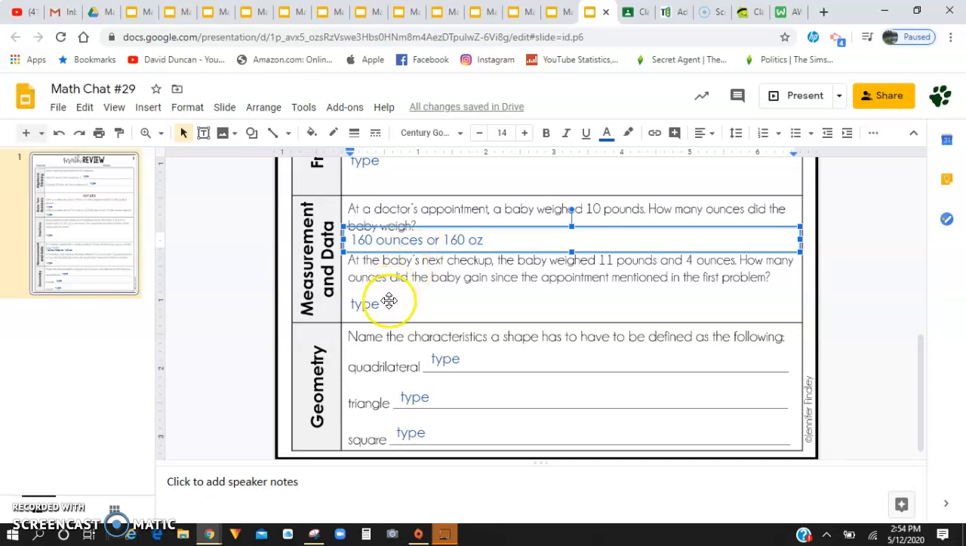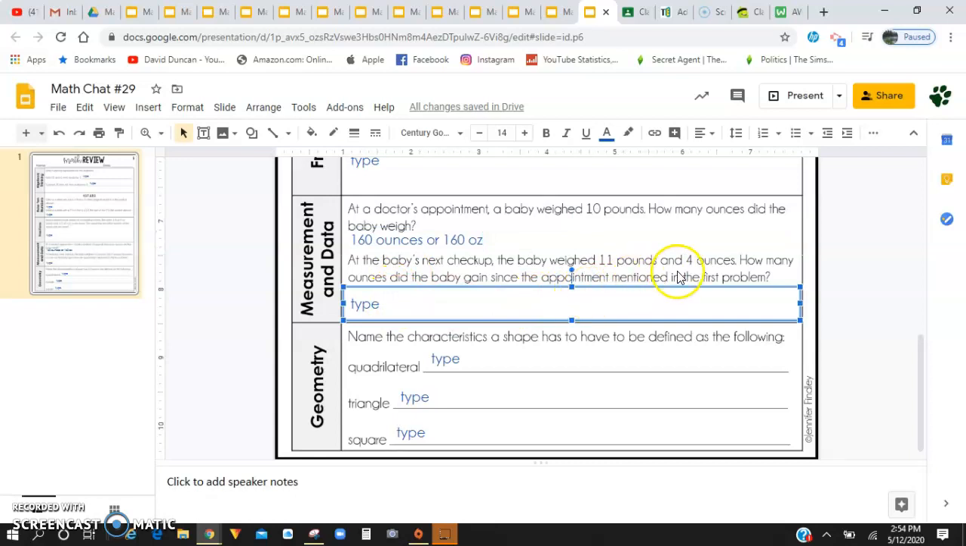The next checkup, the baby weighed 11 pounds and 4 ounces. How many ounces did the baby gain since the appointment? So you are going to want to say, okay, well, 10 pounds was 160 ounces. I have 1 more pound, and I know 1 pound is 16 ounces, plus another 4 ounces. So you're going to use this information and add on what the baby weighed to get your final ounces.